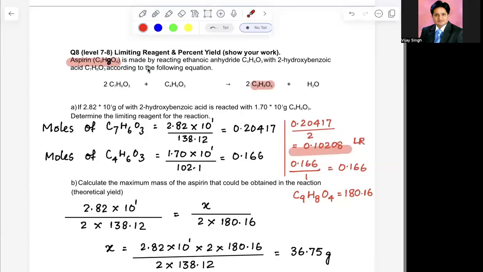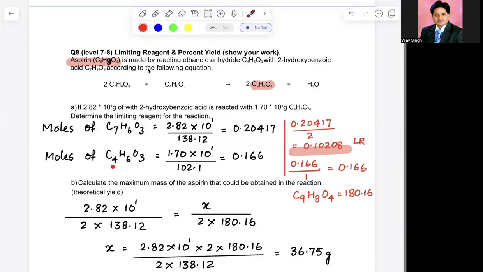The question says if 2.82 times 10 raised to the power 1 gram of hydroxybenzoic acid is reacted with 1.70 times 10 raised to the power 1 gram of C4H6O3, calculate the limiting reagent. So first let's find the moles of C7H6O3. The mass was given to be 2.82 times 10 raised to the power 1 divided by the molar mass of C7H6O3. You look at the periodic table and find the molar mass of C7H6O3, and you get 138.12, and that gives you the number of moles.